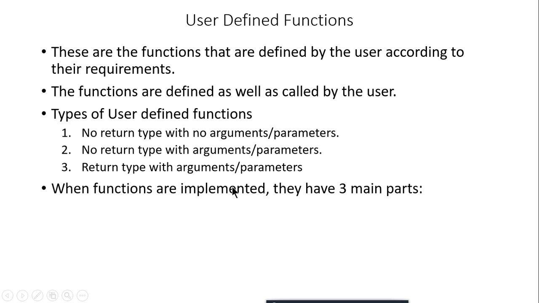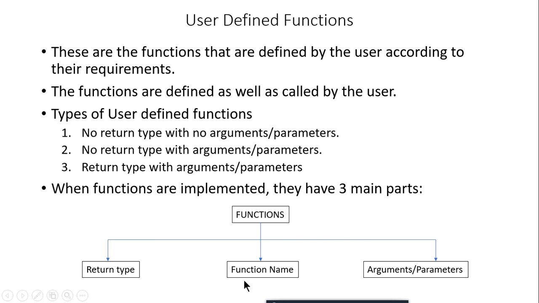Actually, whenever you implement functions, if you are creating your own function, then your function must have three parts like this one: return type, function name, and arguments. Arguments are also called parameters. So arguments or parameters are one and the same thing. Whenever you are implementing a function, your function must have these three things. Okay, let's study these in detail.